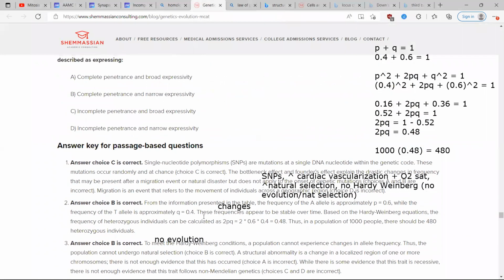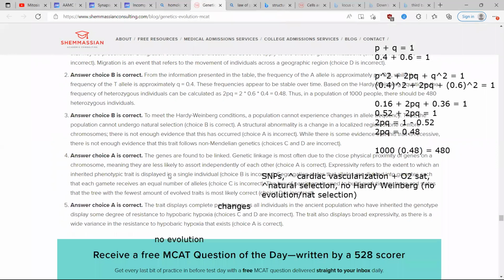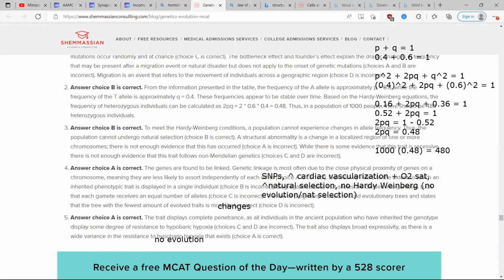Now, choice 5. Yeah, I think we got this perfectly, right? Complete penetrance and broad expressivity, A. Complete penetrance, but everybody understood that one. Okay, so that is it.